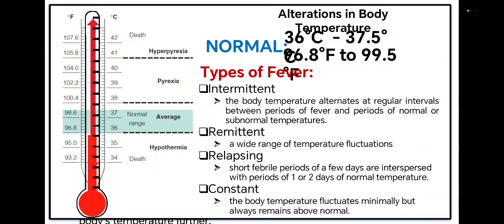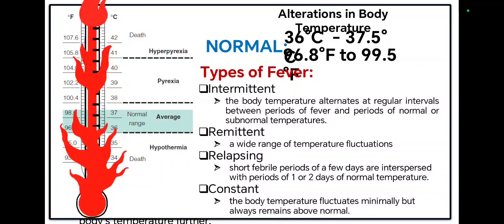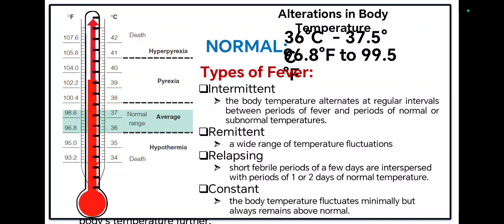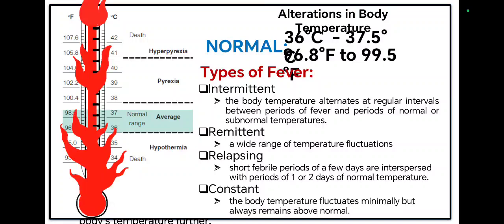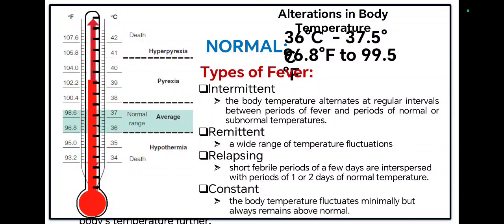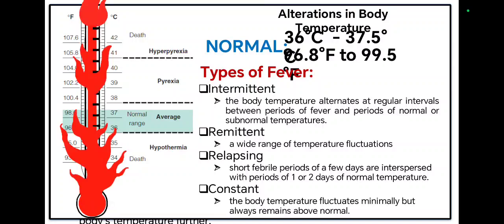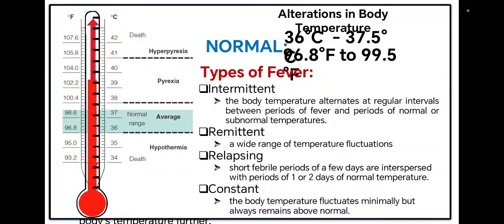Now, for your relapsing, short febrile periods of a few days are interspersed with periods of 1 to 2 days of normal body temperature. Now, for your constant, the body temperature fluctuates minimally but always above the normal. So let's say 37.5, 37.6, 37.8, then 38, 39, then go back to 37.5. So that is still above the normal body temperature. So that is a constant fever.